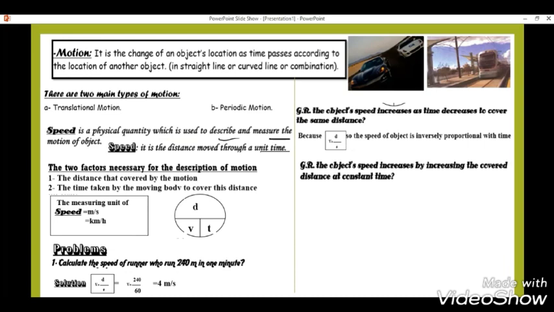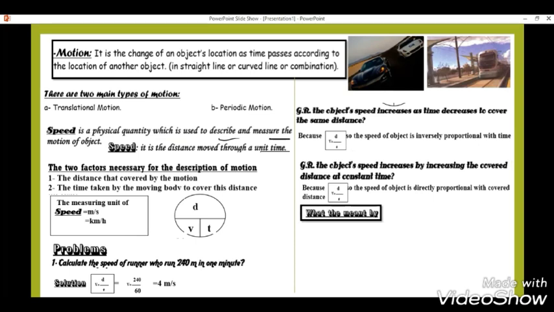Another question: the object's speed increases by increasing distance. It's directly proportional. So the speed and the distance are directly related at a constant time. According to the speed law, v equals d divided by t, so the speed of an object is directly proportional to the covered distance. What is meant by?